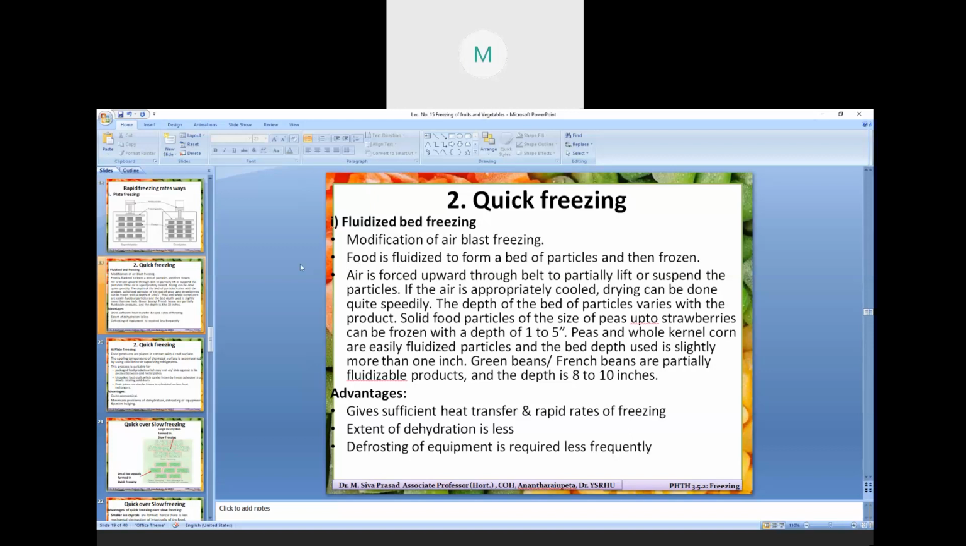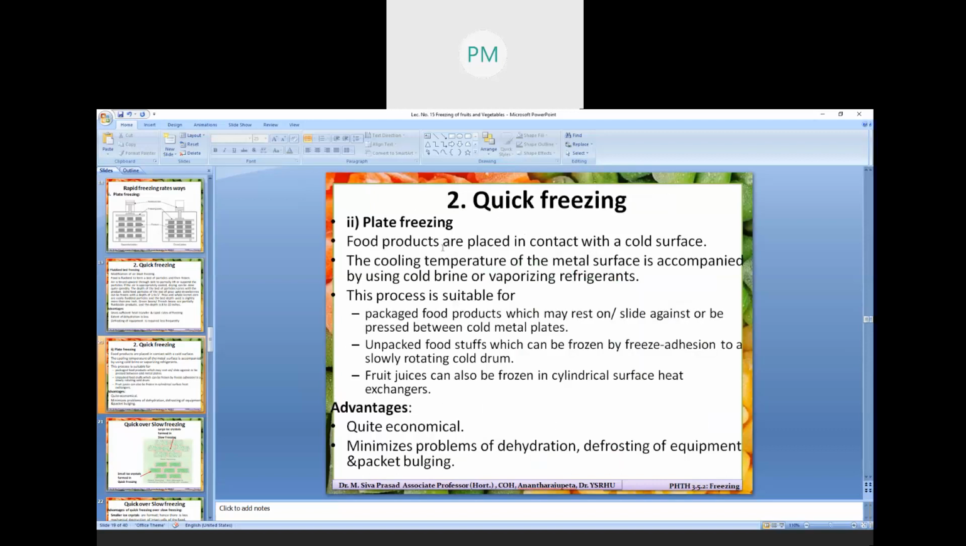Okay, so back to the presentation. Here we have seen the fluidized bed freezing. That is what you have seen in the case of your IQFs. They will be slightly raised when they are passing through the bed, and then they will be frozen. And there is another method of freezing, that is plate freezing, where the food is placed between the plates, and the plates become cooler, and then this coolness is transferred onto the foodstuff, right?